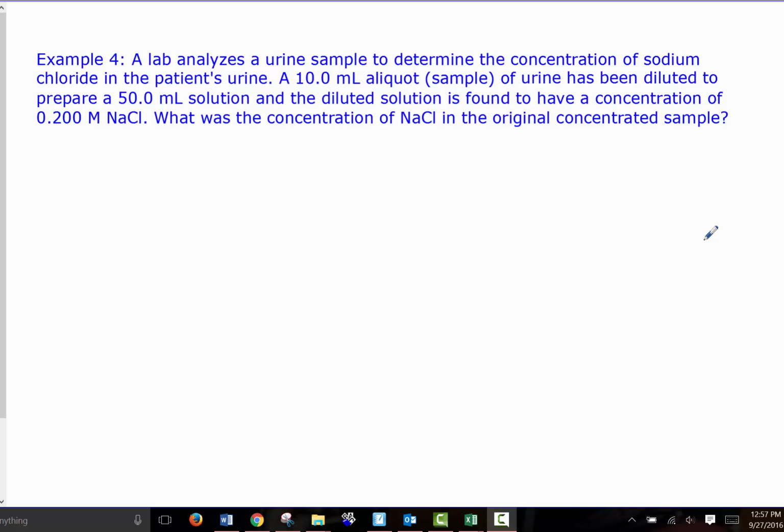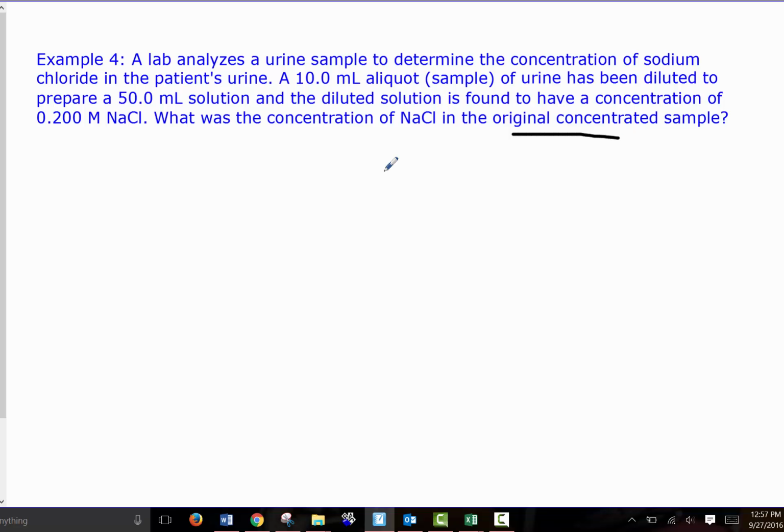A 10 ml aliquot, and the word aliquot is a scientific word for sample. So a 10 ml sample of urine has been diluted to prepare a 50 ml solution, and the diluted solution is found to have a concentration of 0.200 moles per liter sodium chloride. What was the concentration of sodium chloride in the original concentrated sample?